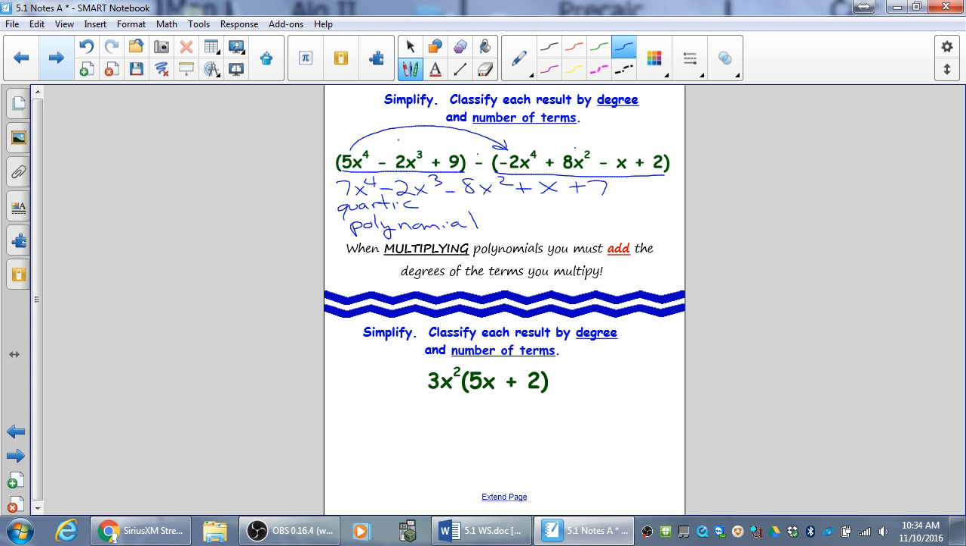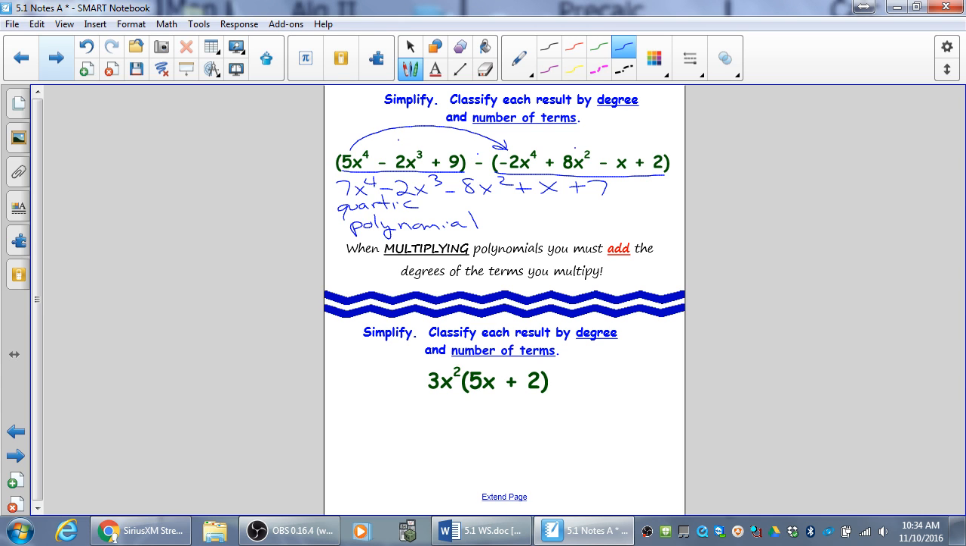If you have more than 3 terms, it's a polynomial. Monomial, binomial, trinomial, everything else is a polynomial. Technically, everything's a polynomial. A binomial is still considered a polynomial, but we say binomial to be specific, that there's actually 2, if you want to get really technical.